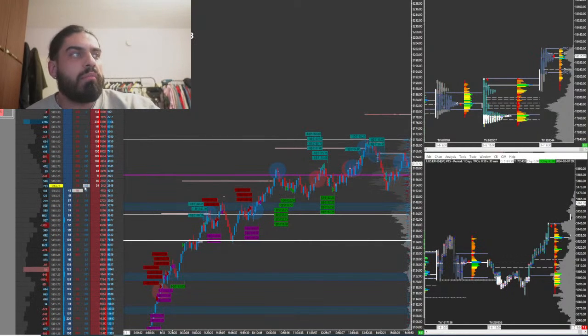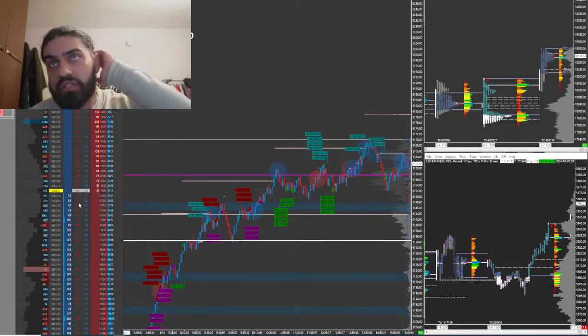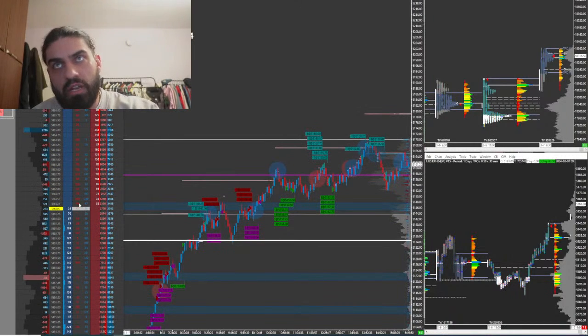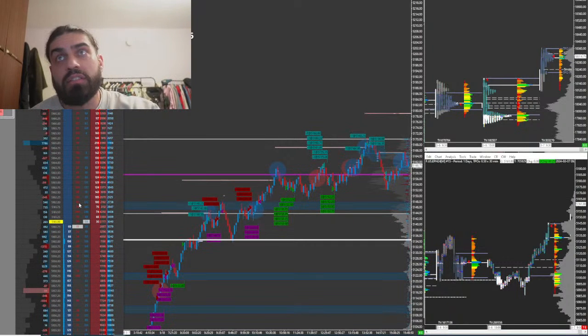The thing with the DOM is what it shows: reactivity, market buyers and sellers. This is what real liquidity looks like, right? For those that are watching, if you want to understand what liquidity stops are, these are them.